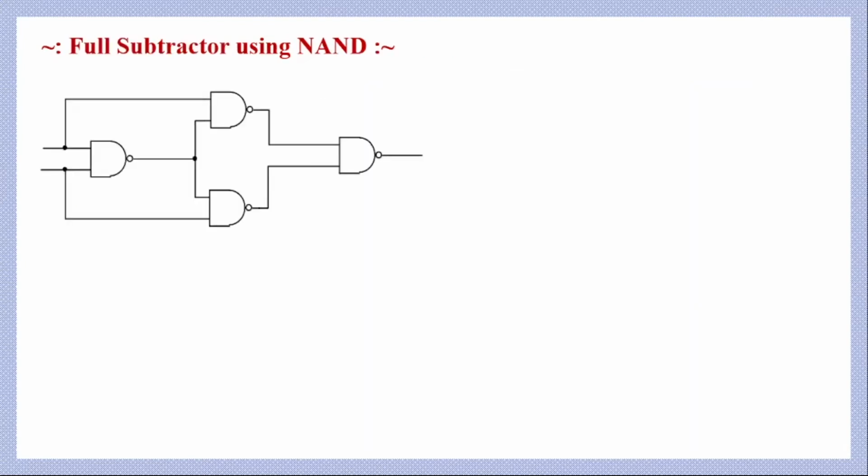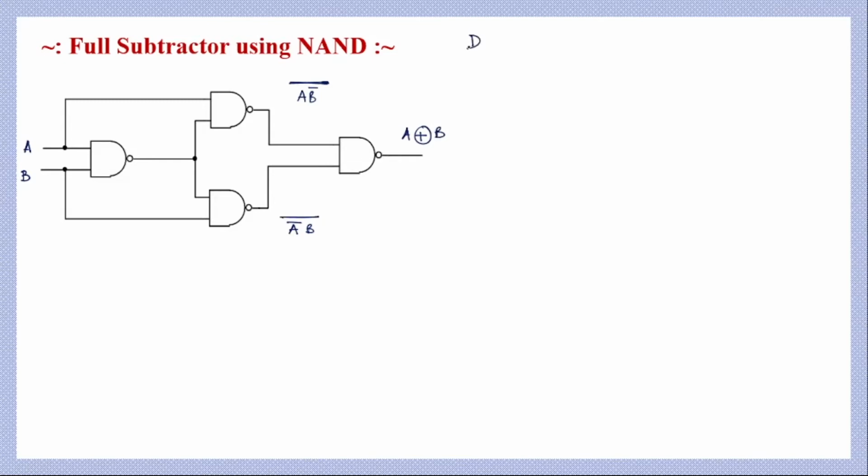Now in the first stage, we will use the same circuit that we have used to implement a XOR gate. Here we have two inputs A and B. What we have seen there is that the output of this NAND gate will be (A B')', and the output of this NAND gate will be (A' B)', right? And the output of this NAND gate is what? This will be A XOR B.